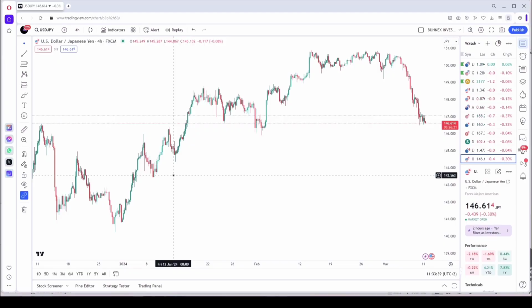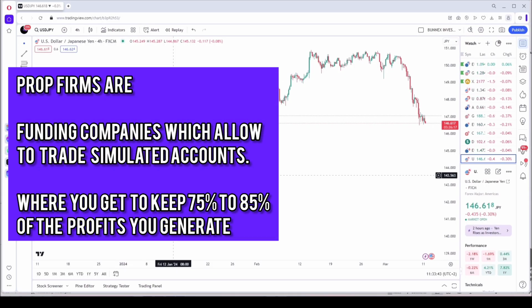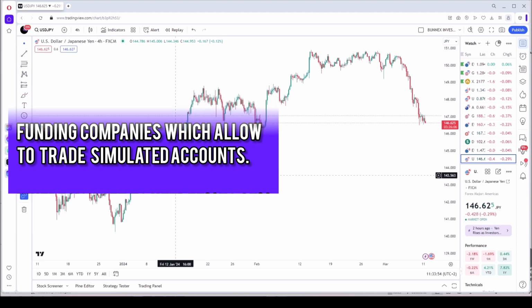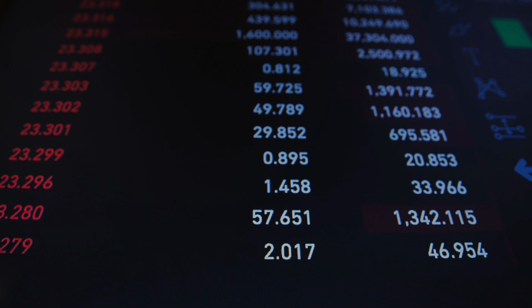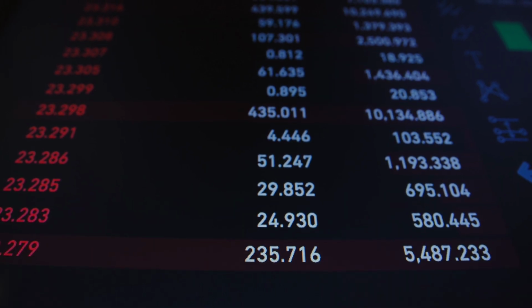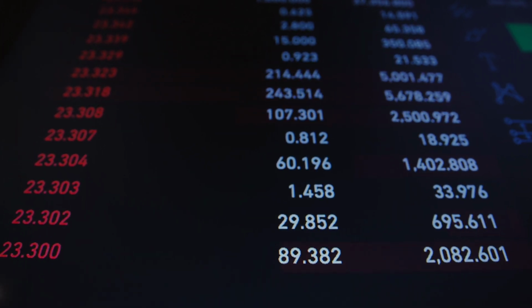So basically, for those who do not know what prop firms are, these are actually funding companies which allow you to trade on simulated accounts, and from those simulated accounts you can keep approximately 75 to 80% of the profits that you generate. So it's actually a good thing to try since a lot of traders are actually undercapitalized.